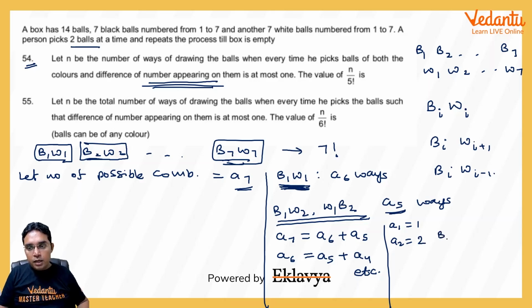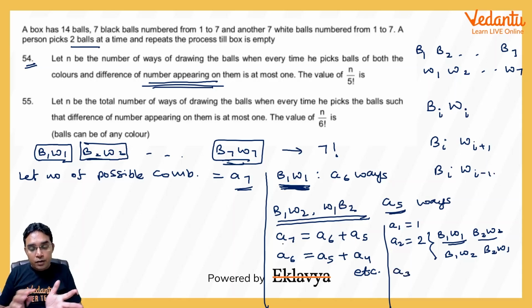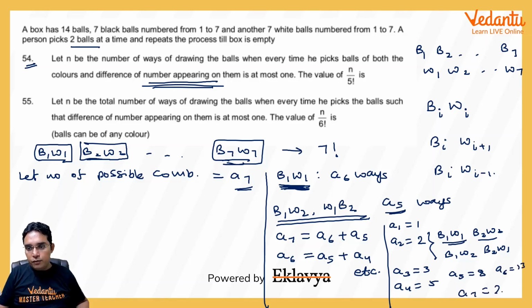Let me write what I am talking about. B1 with W1, B2 with W2, or B1 with W2 and B2 with W1. So A2 will be these two. And then we will use this relation which we call a recurrence relation, which is based upon the values of previous numbers. So A3 will be 3, A4 will be 5, A5 will be 8, A6 will be 13, and A7 will be 21.